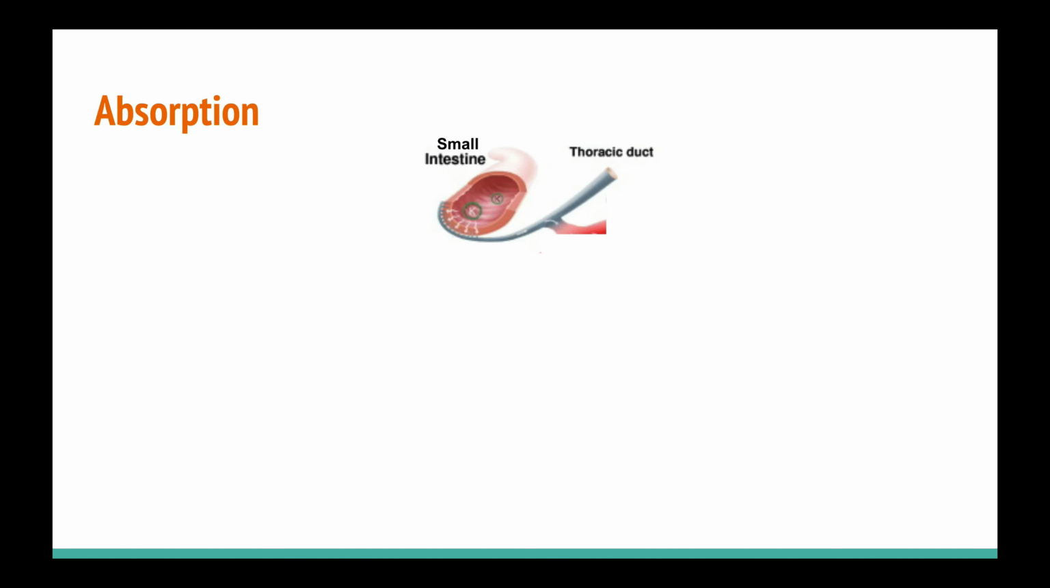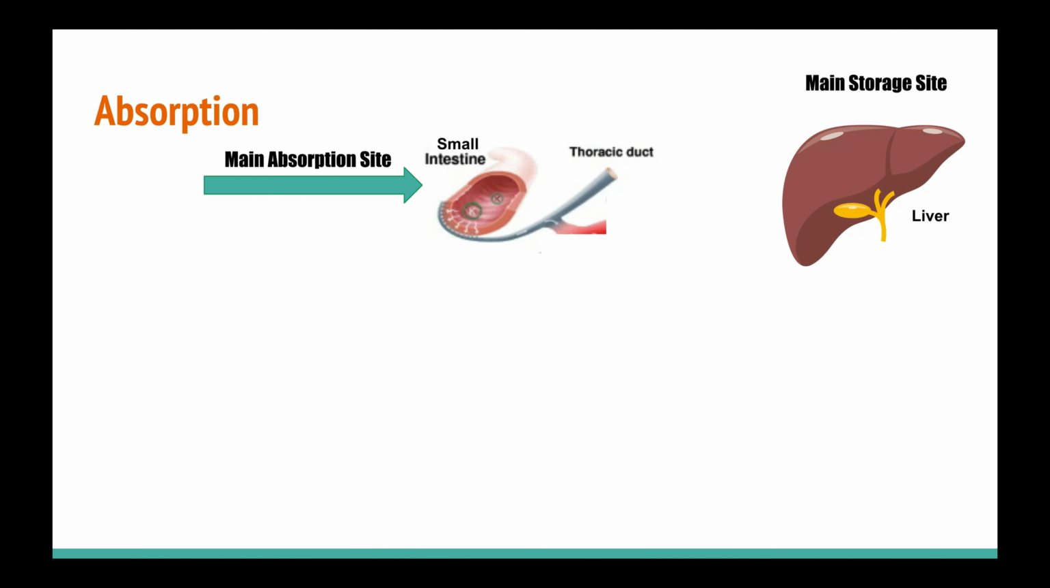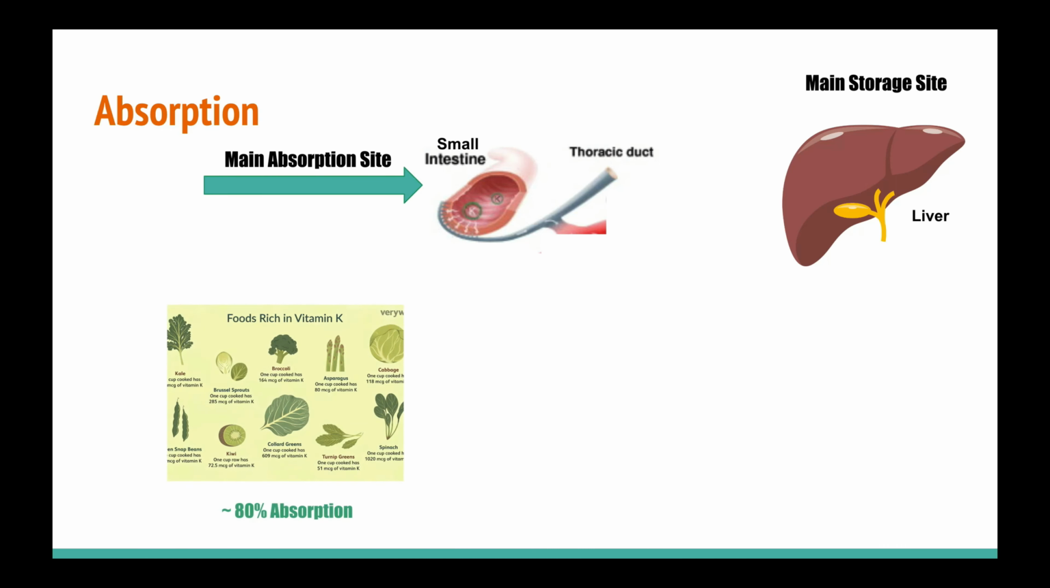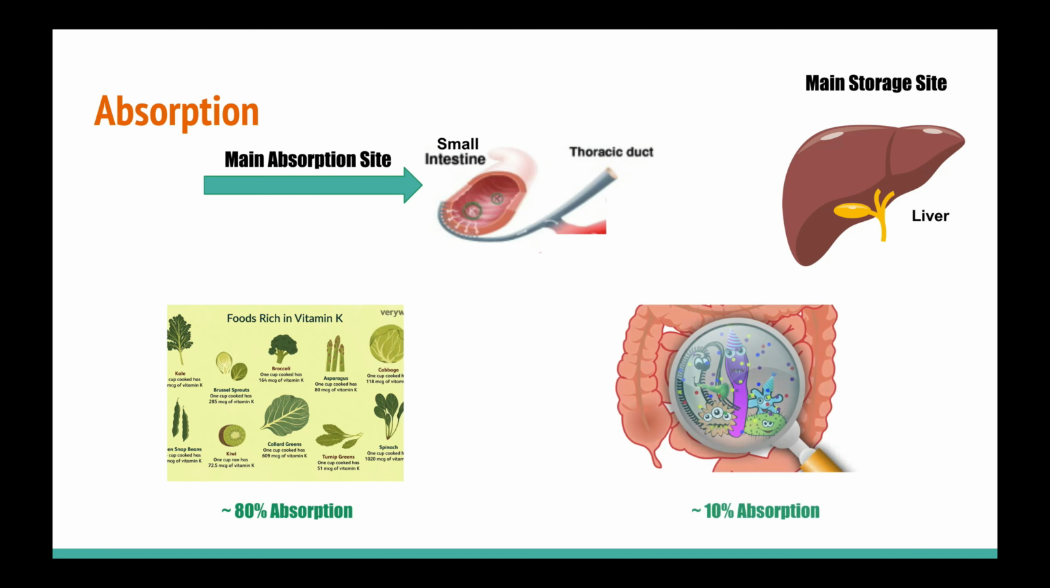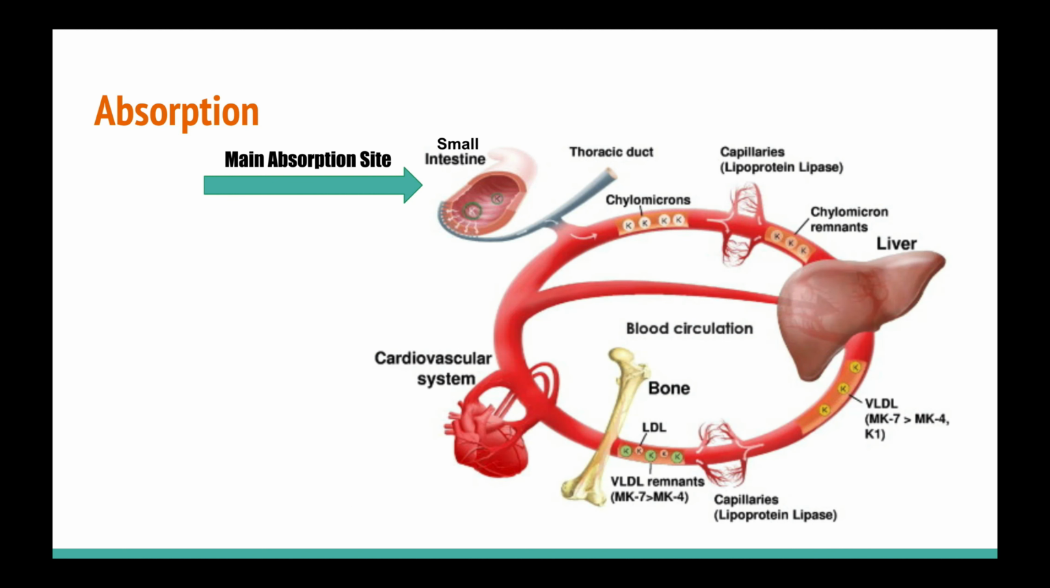The absorption of dietary vitamin K occurs mainly in the small intestine, and its uptake is mainly by the liver. It shares similar mechanisms to fat absorption. About 80% of dietary vitamin K is absorbed in the jejunum, while only 10% of the vitamin K produced by gut bacteria is absorbed. Both forms are incorporated into chylomicrons and transported to the liver for storage.